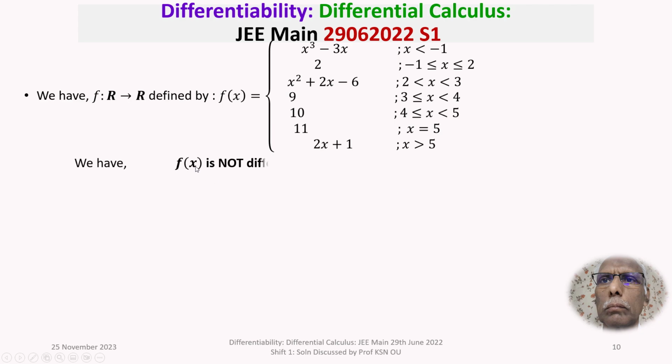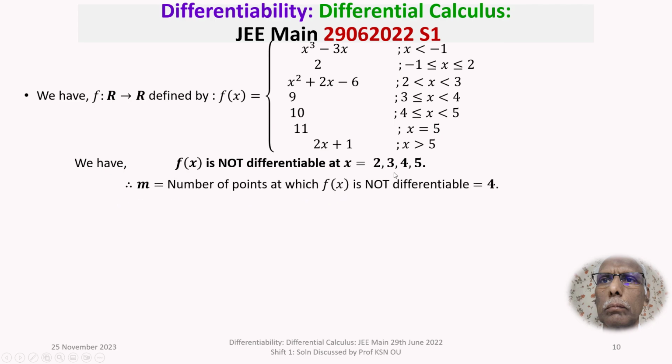What is it that we have? We have f of x is not differentiable at x equal to 2, 3, 4, 5. Therefore, m, the number of points at which f of x is not differentiable, is 4: 1, 2, 3, 4. Now, we have to compute I.